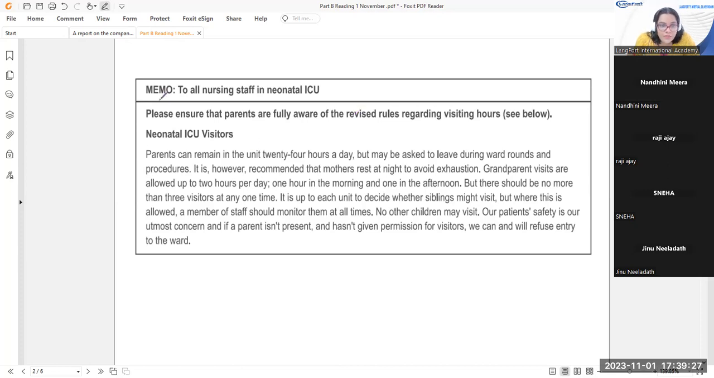Okay, Sneha, if it's okay with you, can you read all the headings and till here, please?